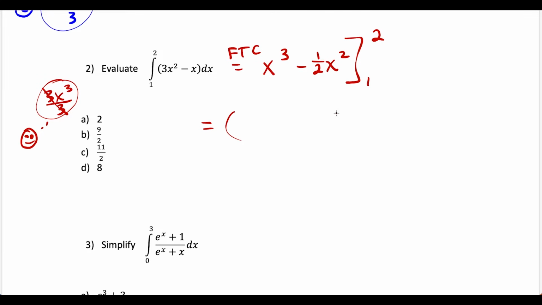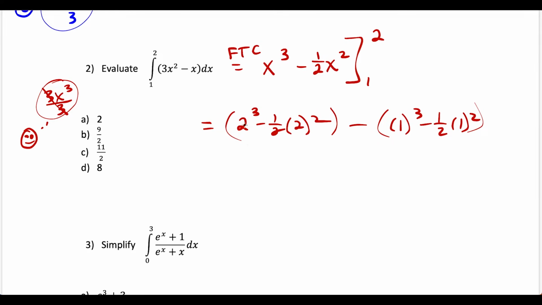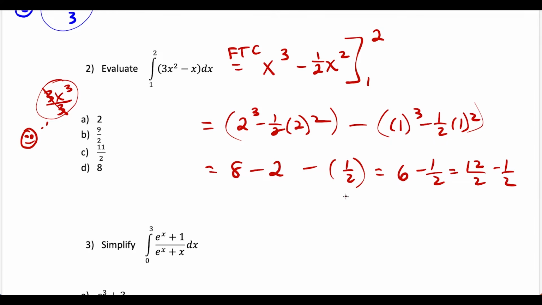So to complete the fundamental theorem, we're going to plug in the top number, bottom number, and subtract. So we're going to have 2 to the 3rd minus 1/2 2 squared. And then in the second set of parentheses, we're going to plug in 1. And we just have to be careful subtracting here. So this is going to give us 8 minus, by order of operations, 2 squared is 4, and half of 4 is 2. So we have 8 minus 2 minus, and I'm going to have 1 minus 1/2 is 1/2. So now we just work this out. This is going to give us 6 minus 1/2, and this we could rewrite as 12 over 2 minus 1 over 2. So that's why this one's going to work out to just 11 over 2 after we do 12 minus 1. This matches choice C.